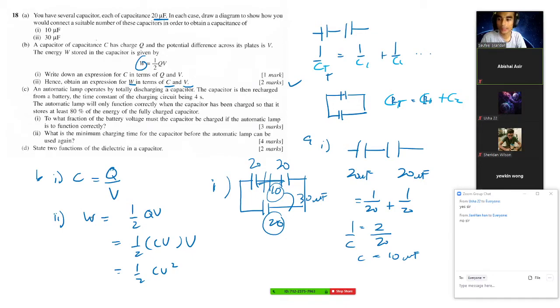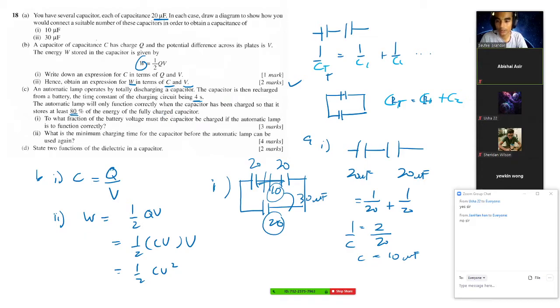Question number 18C. An automatic lamp operates by totally discharging a capacitor. The capacitor is recharged from a battery, and the time constant of the charging circuit is 4 seconds. The automatic lamp will only function correctly when the capacitor is charged so that it stores at least 80% of the energy of the fully charged capacitor.